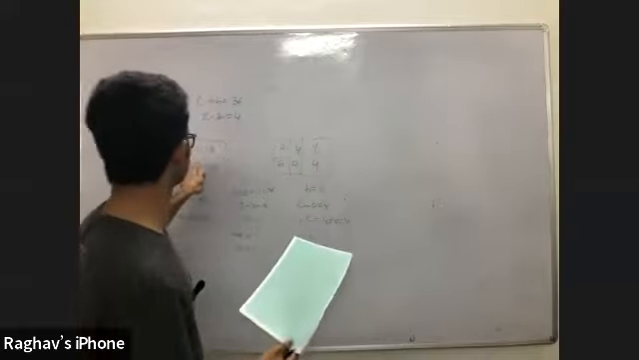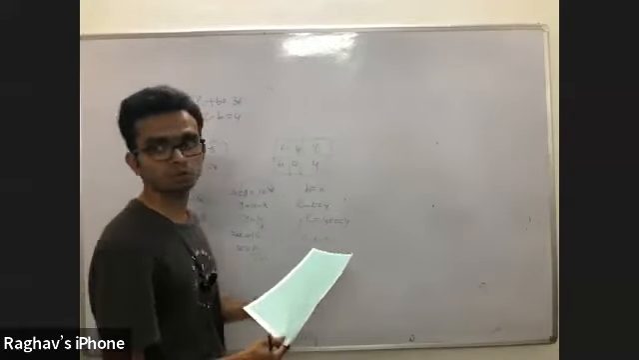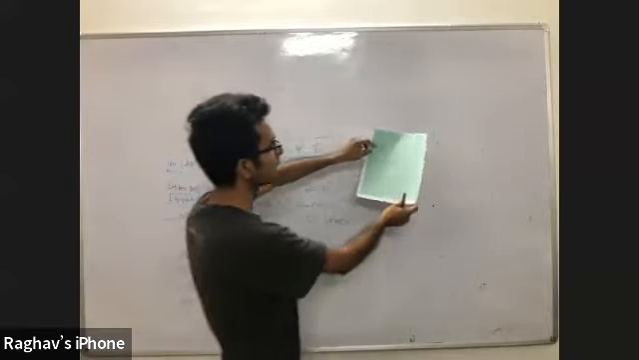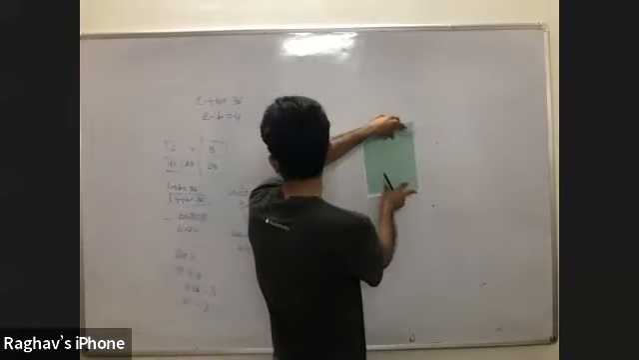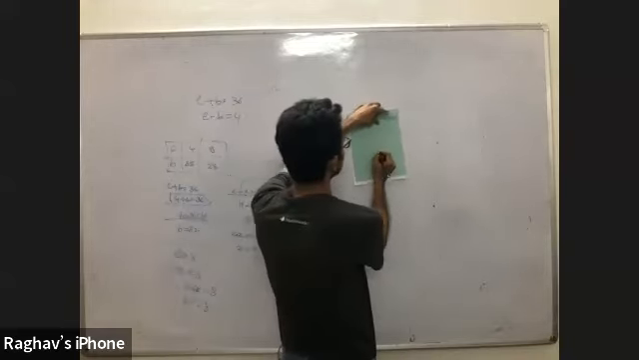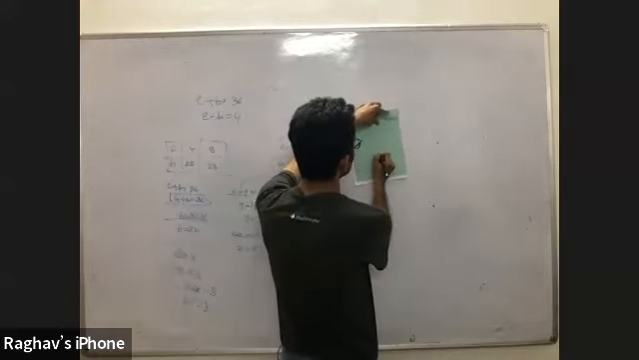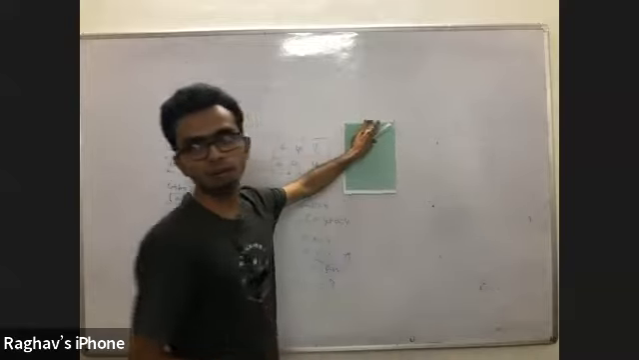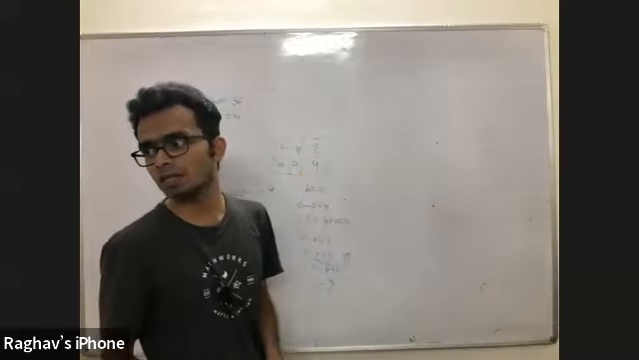So now we have 4, 8, 28, 32. These are all multiples of 4, right? So it's better to take the scale as 4. These are also multiples of 4. So now take the scale as 4. Here, 4, 8, 12. That's it. The maximum value of X is 8.